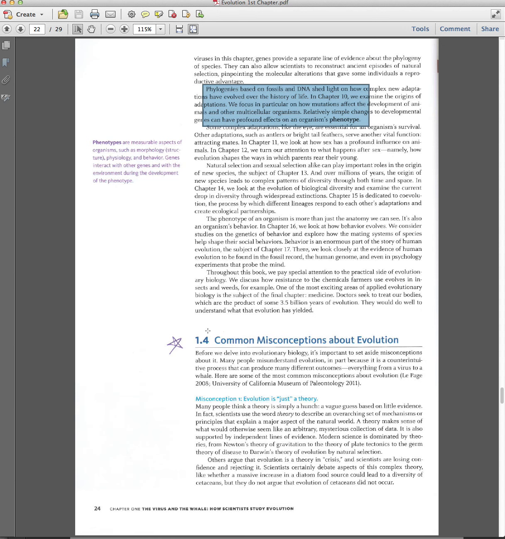Now we're going to get into common misconceptions about evolution. You're mostly not going to read this section. I give you some additional reading on misconceptions, and I don't need you to duplicate things.